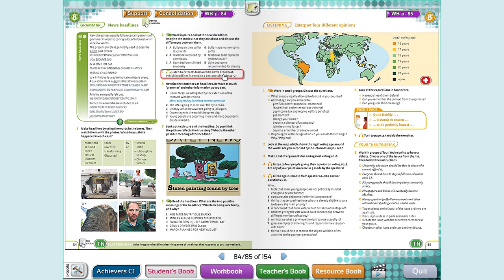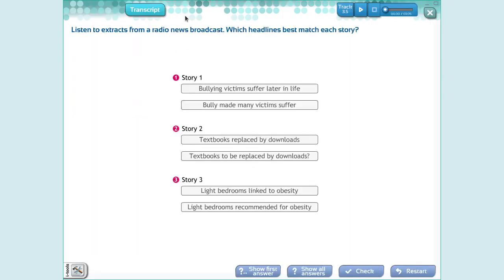Exercise 3, I'm going to do with you because we need the listening, all right? So what you have to do in here, listen to the extract from a radio news broadcast, which headlines best match each story.